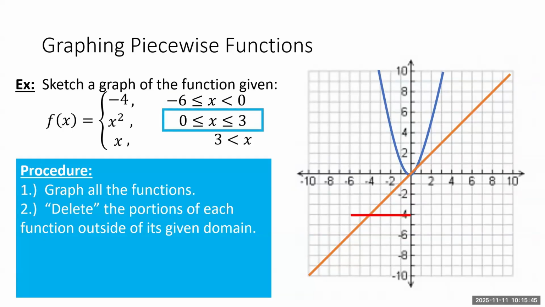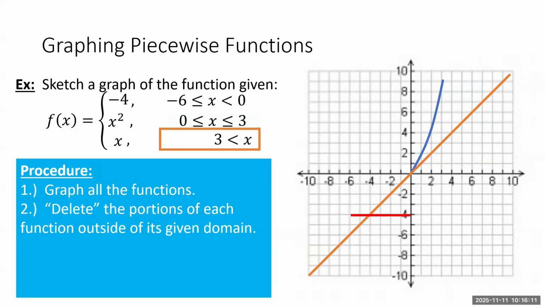Now for formula 2, I draw a vertical line at x = 0 and at x = 3, and I'm going to erase the part of this quadratic parabola to the left of x = 0 and to the right of the line x = 3. And so now I have a segment of a quadratic parabola, and I'm not going to worry about the endpoints yet.